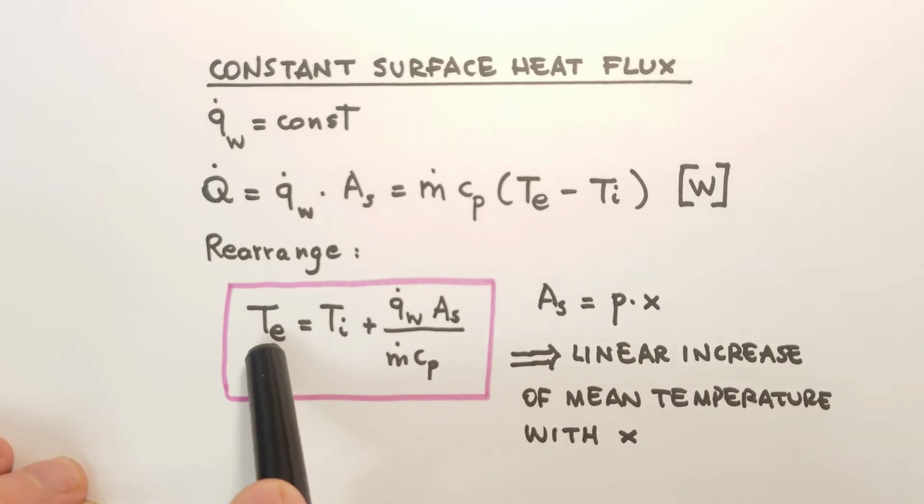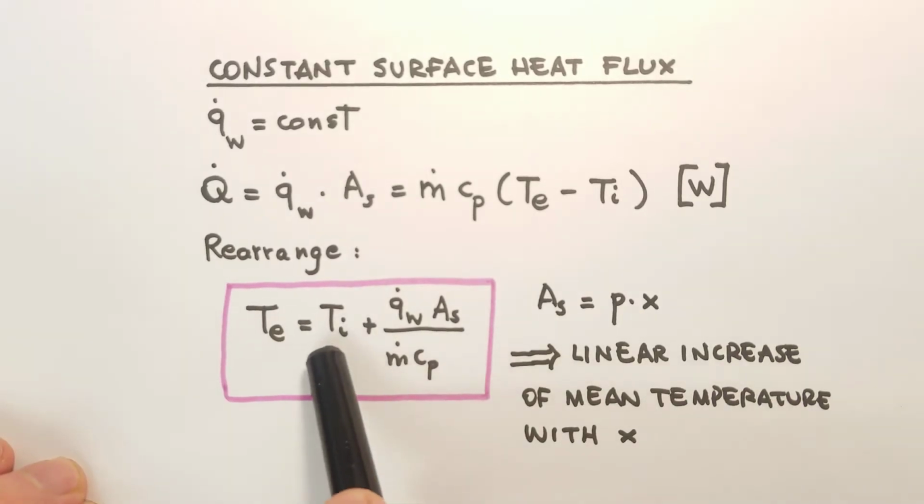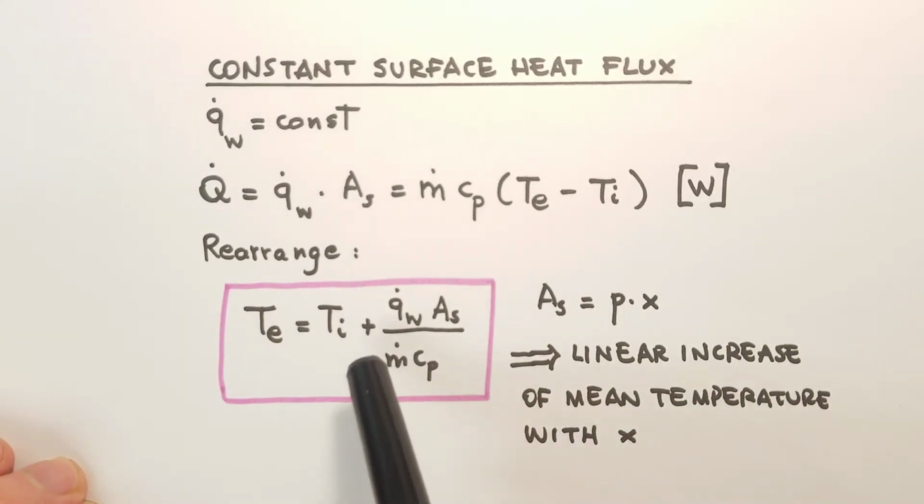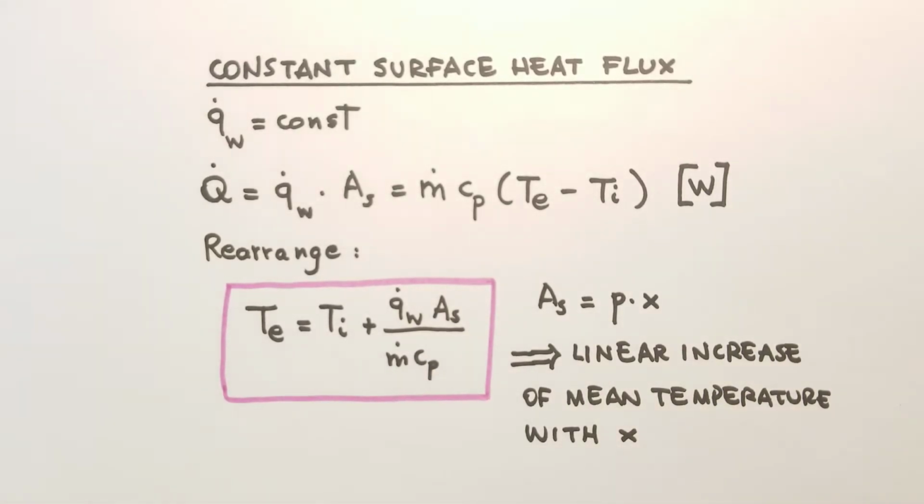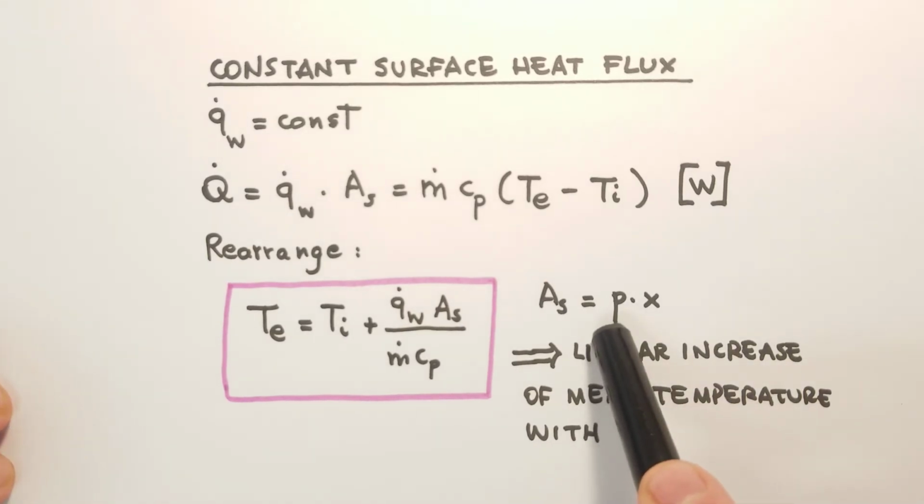So Te, the exit mean temperature, is equal to the inlet mean temperature plus Q dot W times As divided by m dot Cp. As, the surface area, is equal to the perimeter, that we assume is constant in our case, times x, the streamwise coordinate. This means that everything else is constant except x. So x grows downstream, obviously. So we have a linear increase of the mean temperature with x.